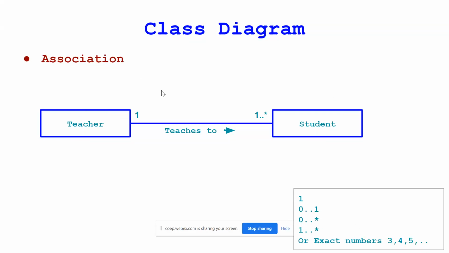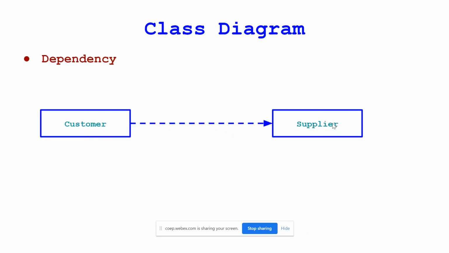Now here in the association, teacher teaches student means one teacher teaches multiple students. This is one way of representing the relationship between two classes, the teacher class and the student class. This is the association. Now the second one is the dependency. Here the dependency relationship between two classes we represent using a dotted line.